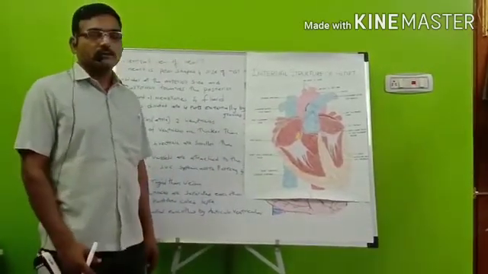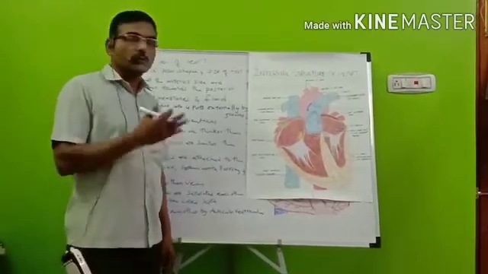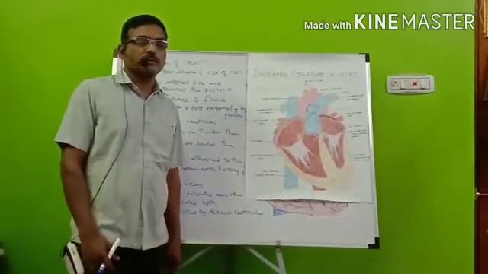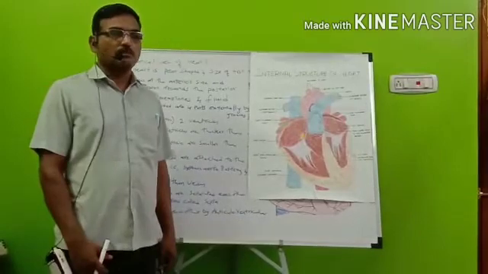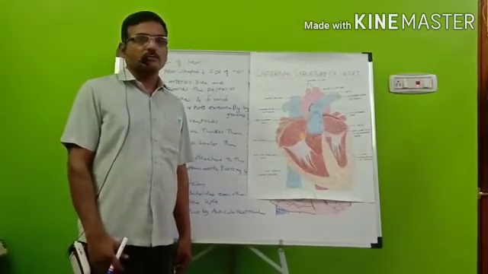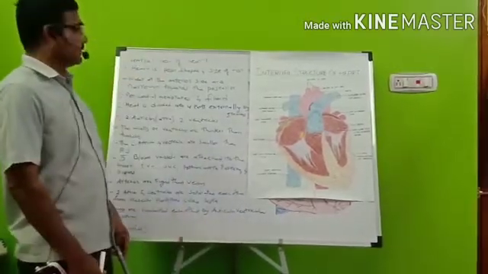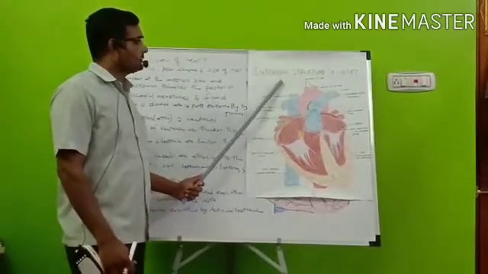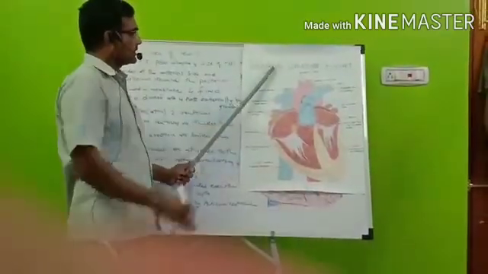Further, the organism requires a circulatory system. The circulatory system comprises a heart, blood vessels and blood. Now we will come to the internal structure of the heart.